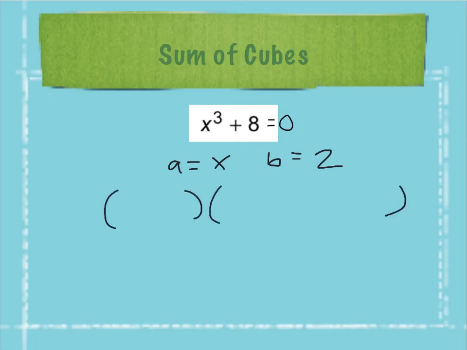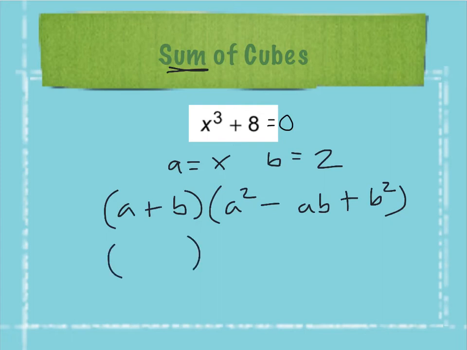So now we have our formula again. Remember, in sum of cubes, our signs go plus, minus, plus. And we have a plus b, a squared, a times b, and b squared. So what's going to go in our first parentheses? x plus 2. And what's going to go in our second parentheses? x squared minus 2x, because we just have a times b, so 2 times x, and then plus b squared, 4.